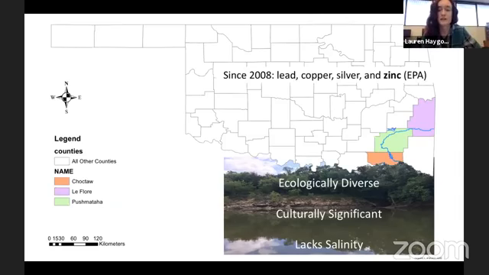Since 2008, the EPA has listed lead, copper, silver, and zinc as impairments to the Kamichi River. By impairments, I mean things that could be harmful to aquatic life or to human health, either for recreation or for drinking water, or in hindering aquatic life from being able to thrive in the river. I bolded zinc because zinc currently is the one metal that is still listed as an impairment in the river.